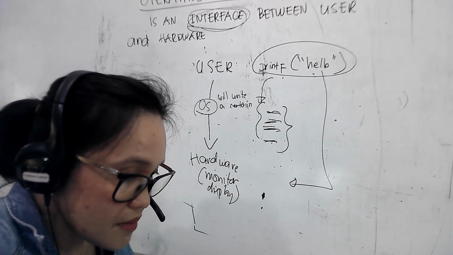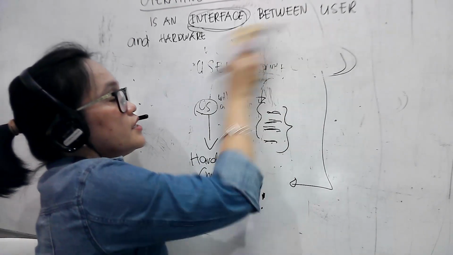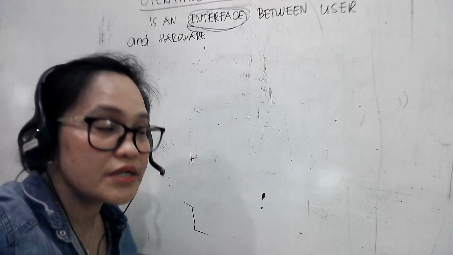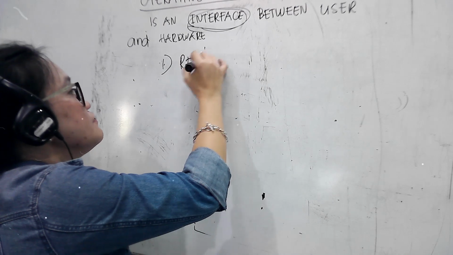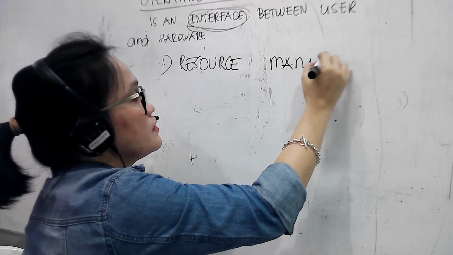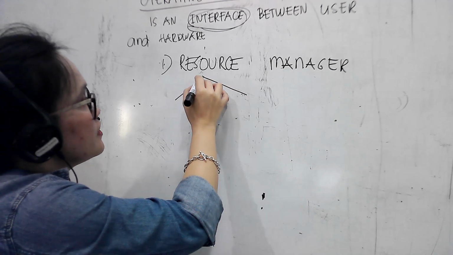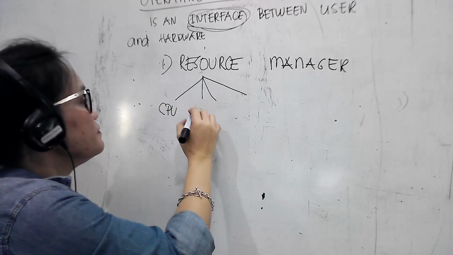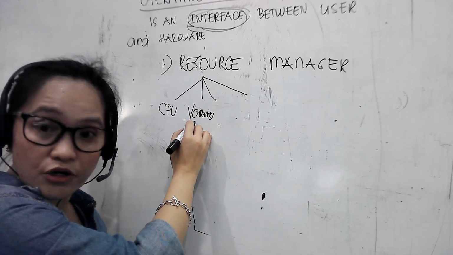And there are also some basic functionalities of the OS. I think there are five functionalities of the OS. The first one is the resource manager. So when we say resources, these are the resources that you have in your computer, in your system. So we have the CPU, the I/O devices, again, input output devices.